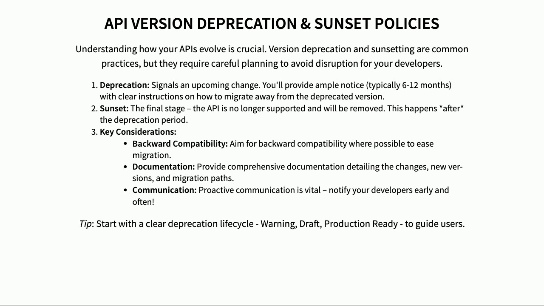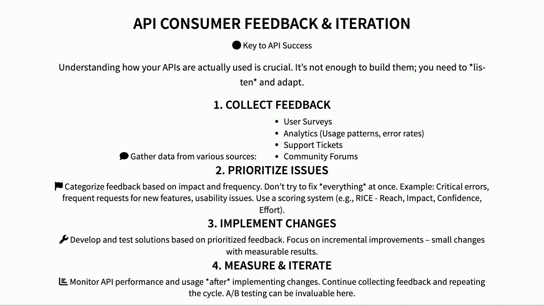Sunset is the final step. Once the deprecation period ends, the old version is completely removed. It's important to maintain backward compatibility as much as possible so developers can smoothly migrate their code. And of course, good documentation and consistent communication are key to making this process as painless as possible for everyone involved.